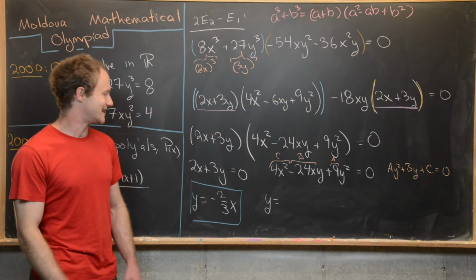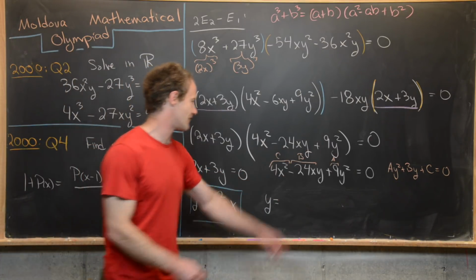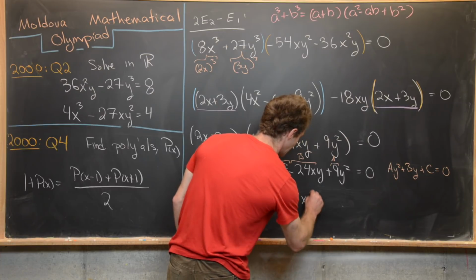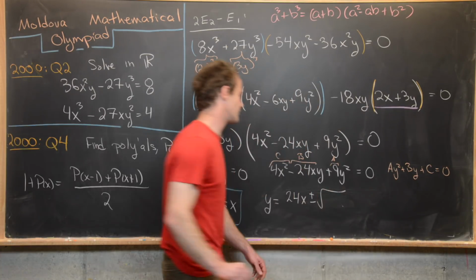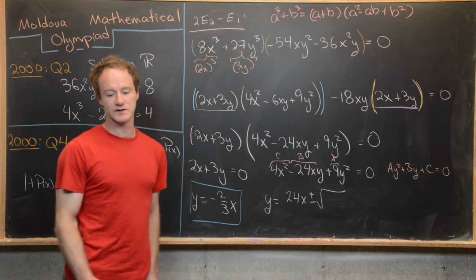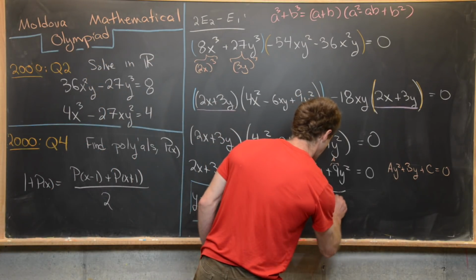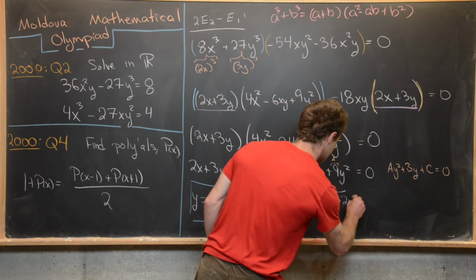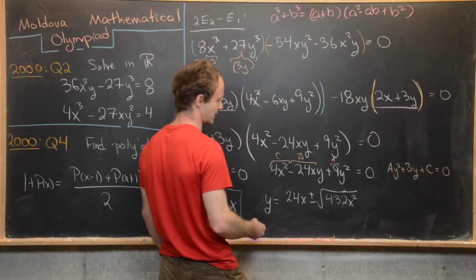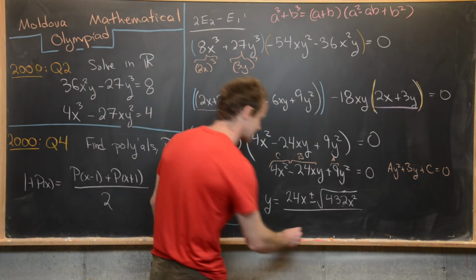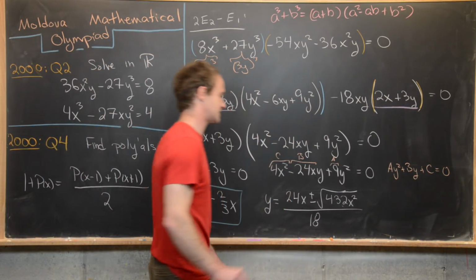Now inserting this data into the quadratic formula, we'll have negative B, that's going to be 24x, plus or minus the square root of B squared minus 4 times A times C. I'm going to skip to the chase here, and that is 432x squared, all of that under the radical. Then we need to divide that by twice A, so that's going to be 18 in this case.